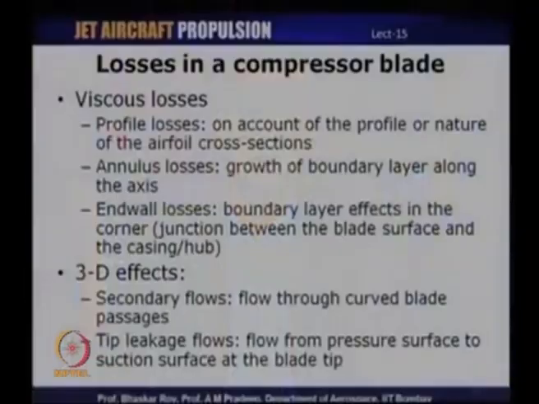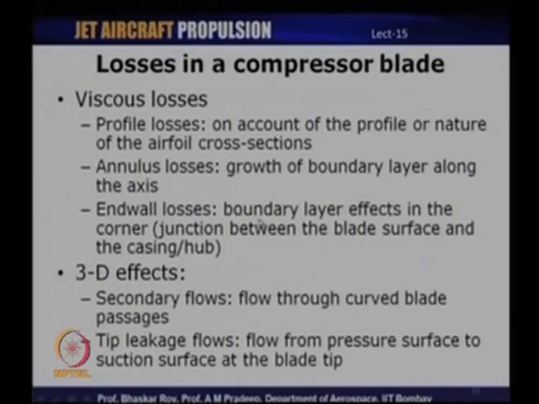The other form of viscous loss is known as annulus loss. Annulus loss is basically because of the growth of the boundary layer at both the ends, that is at the hub end as well as the casing end. As we move from the inlet of the axial compressor all the way to the exit for a multi-stage compressor, the boundary layer thickness keeps growing, and so obviously there is an increase in annulus loss from inlet to the exit.